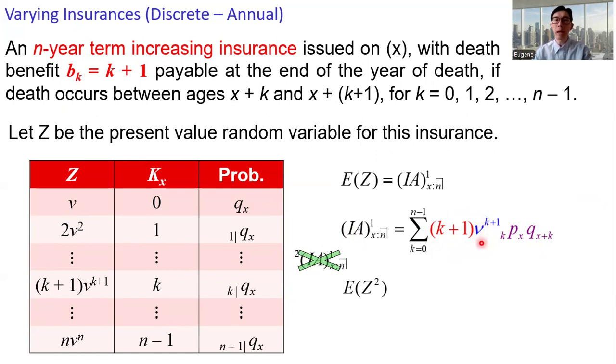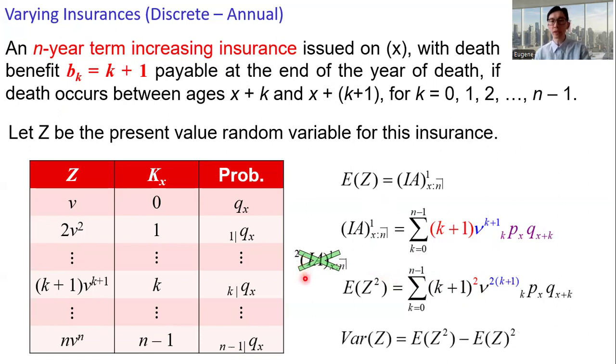However, for the definition of expected value of Z squared with the increasing insurance, we not only change delta to 2 delta, the death benefit amount here, we also need to square it. So this is not a simple change from delta to 2 delta, from expected value of Z to the expected value of Z squared. And therefore, there's no standard actuarial notation for the second moment for increasing insurance. And then we have the usual definition for the variance of Z.